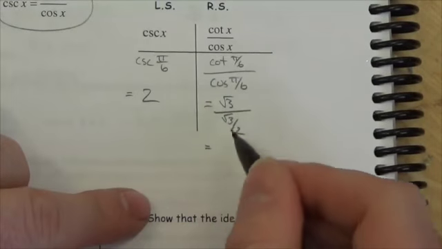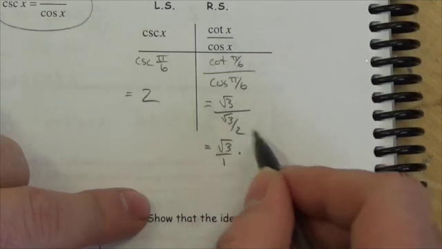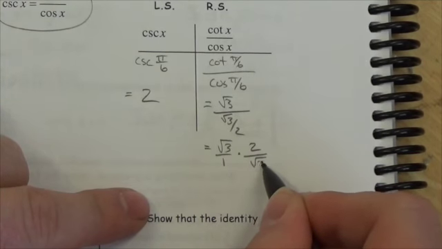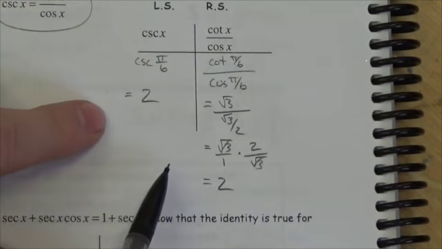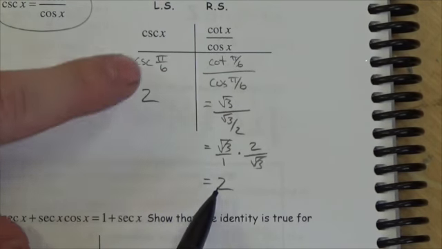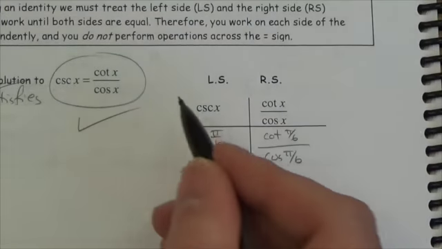Now, this expression here is root 3 over 1 times, since I'm dividing by a fraction, I'm going to multiply by the reciprocal. The root 3's will cancel, and I'm simply left with 2. So notice that the left side and the right side independently reduce down to the same number. We verified it.